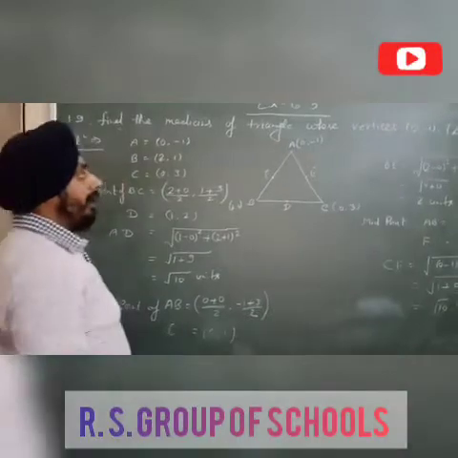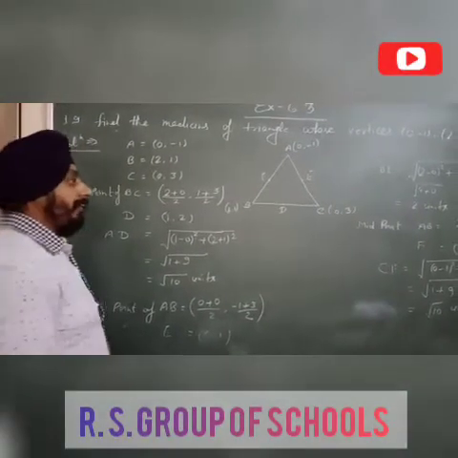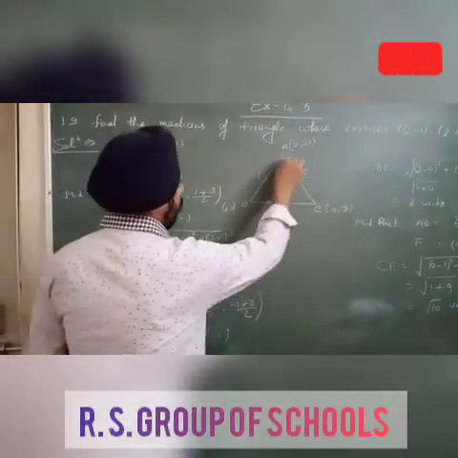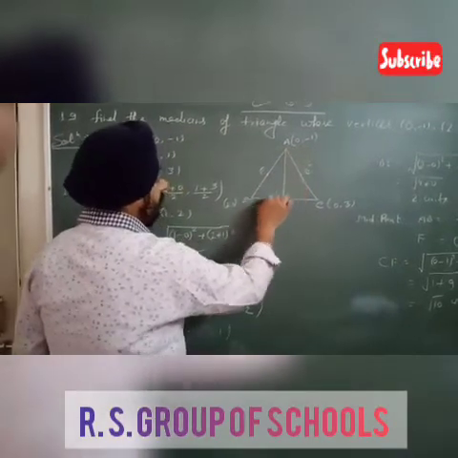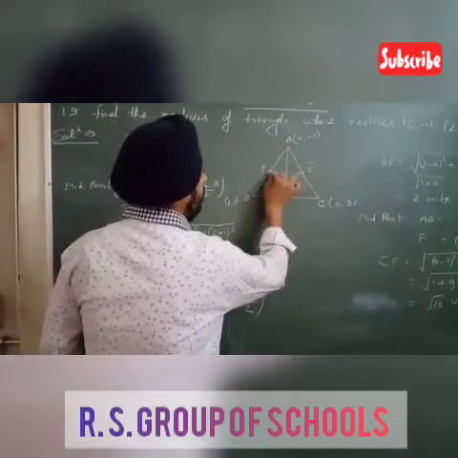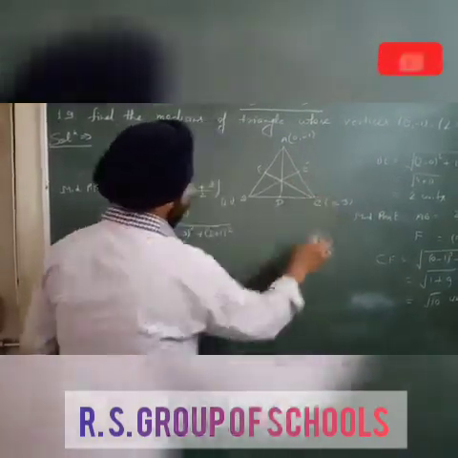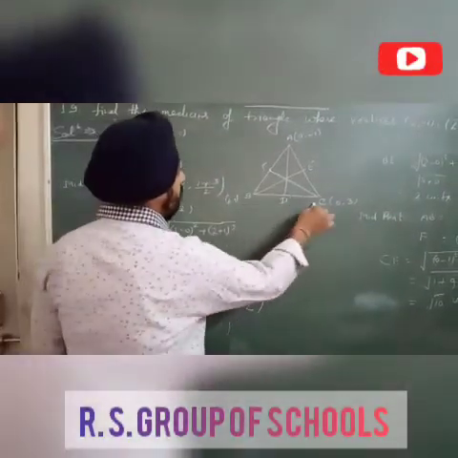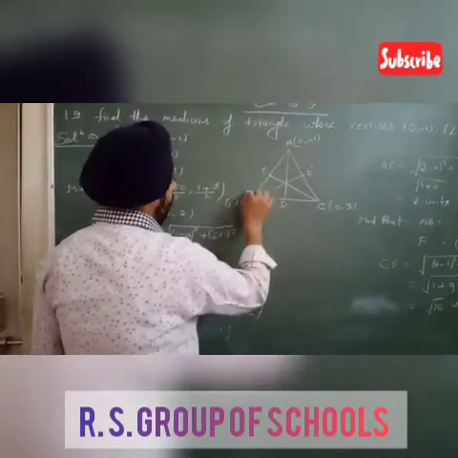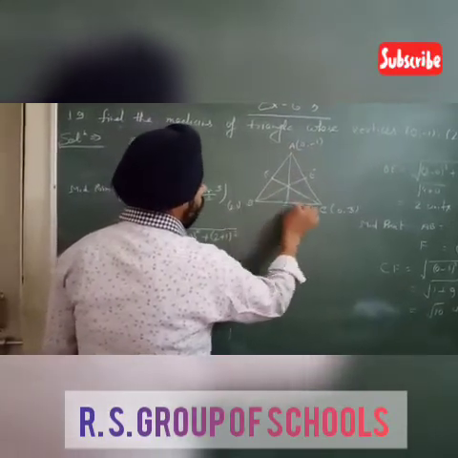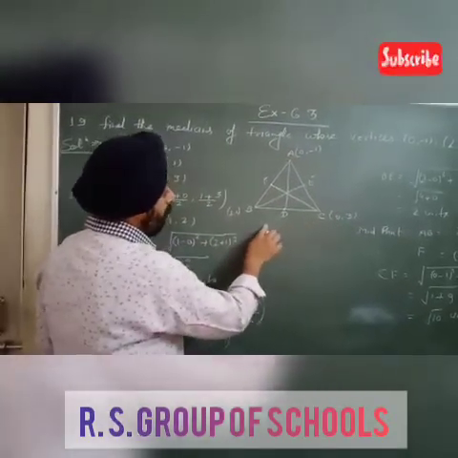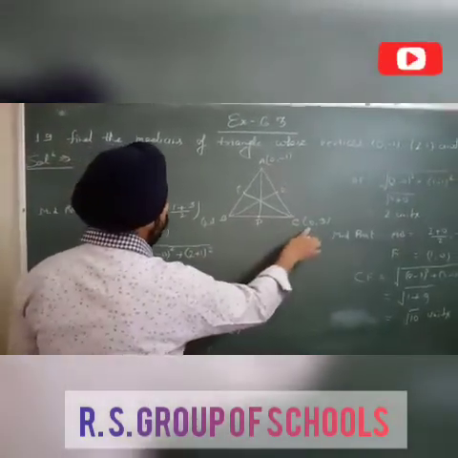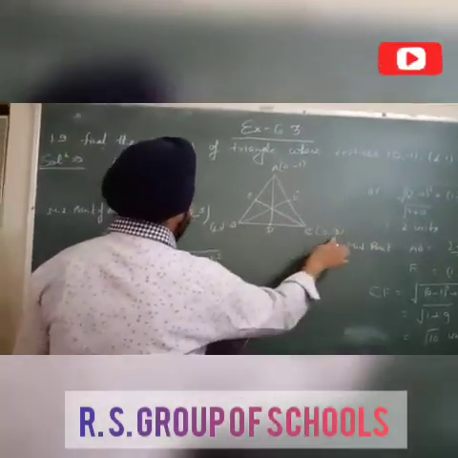We find the lengths of its medians. Any triangle has three medians: first AD, second BE, then third CF. First we find the midpoint of all sides: first BC, then CA and then AB. D is the midpoint of BC. We have the formula of the midpoint: (x1 plus x2) by 2, (y1 plus y2) by 2.